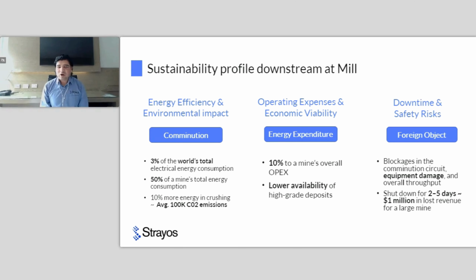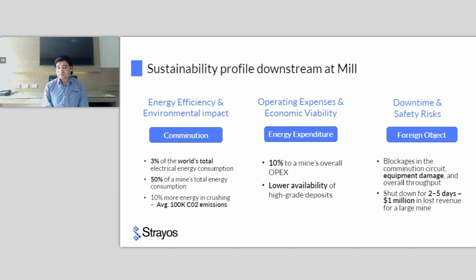So we looked into the cost profile here, but everybody is looking into the sustainability side, what value we can deliver in terms of emissions and sustainability. So I've gone through what that looks like for the plant here. We think that energy efficiency and environmental impact is a big part, where we see that we can drive massive benefits in the comminution circuit. Roughly about 3% of the world's total electrical energy is consumed in the comminution circuit, which is almost 50% of a mine's total energy consumption.